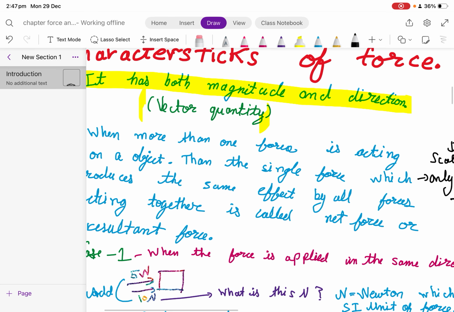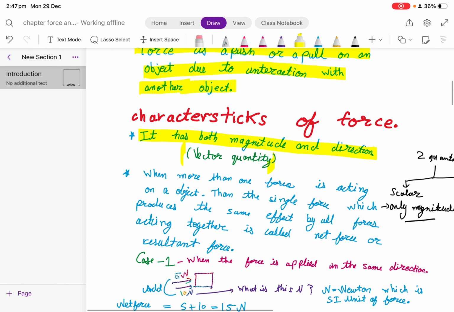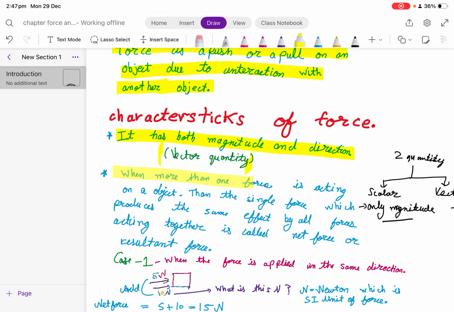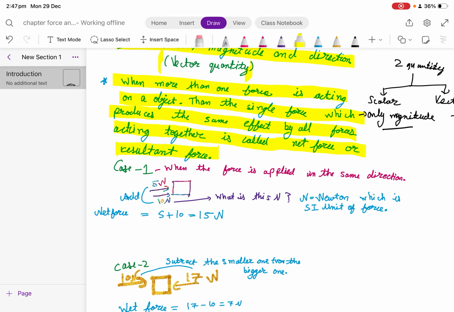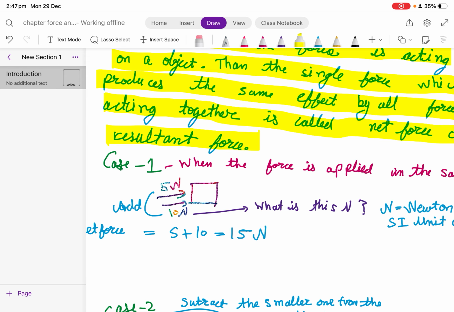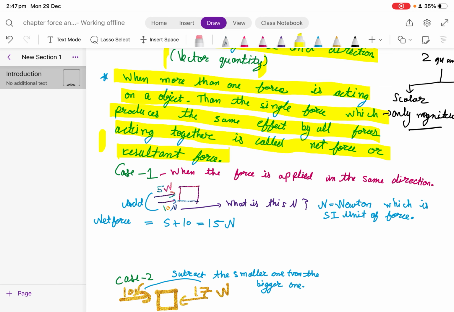Okay, now moving on to the next characteristic of force. When more than one force is acting on an object, the single force which produces the same effect as all the forces acting together is called net force or resultant force. I know that you won't understand only by the definition, but we'll discuss it and I'll explain it very well. Then there are two cases of this characteristic.